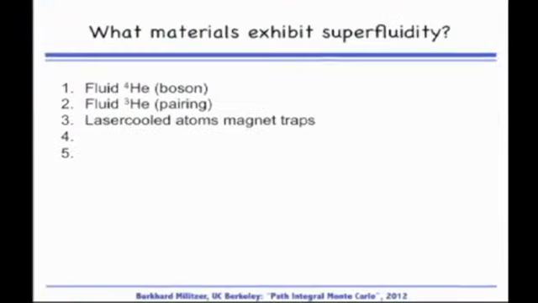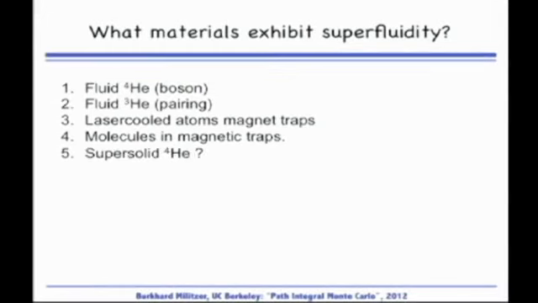We have laser-cooled atoms in magnetic traps. When people succeeded, it was another Nobel Prize. So in principle, for every bullet here, there was at least one Nobel Prize given. Now we have molecules in magnetic traps at nano-Kelvin temperatures. And most recently, Kim and Chan proposed that even solid helium-4 may have some superfluid signature. So that was the proposal of a supersolid that has been discussed intensely.